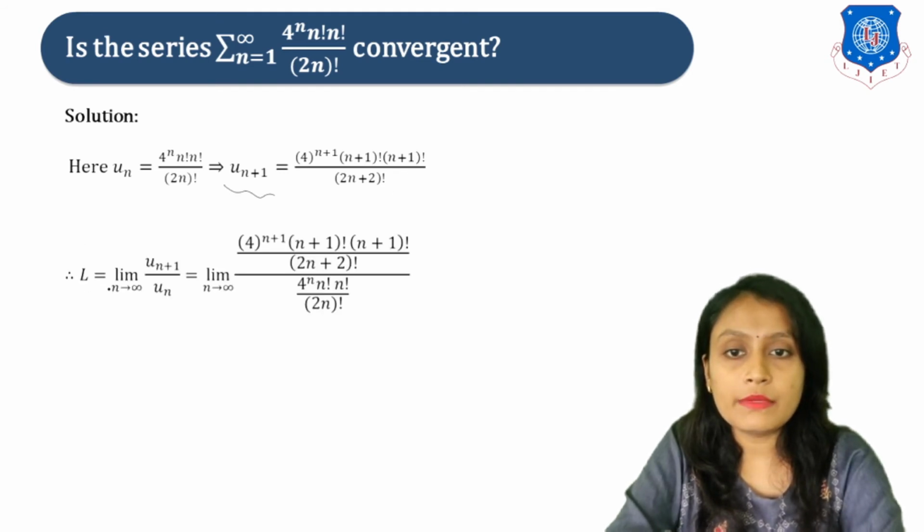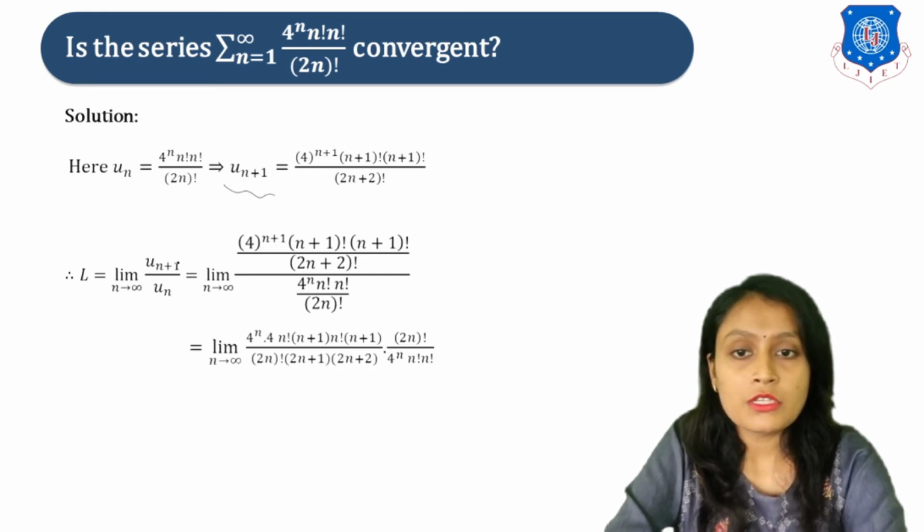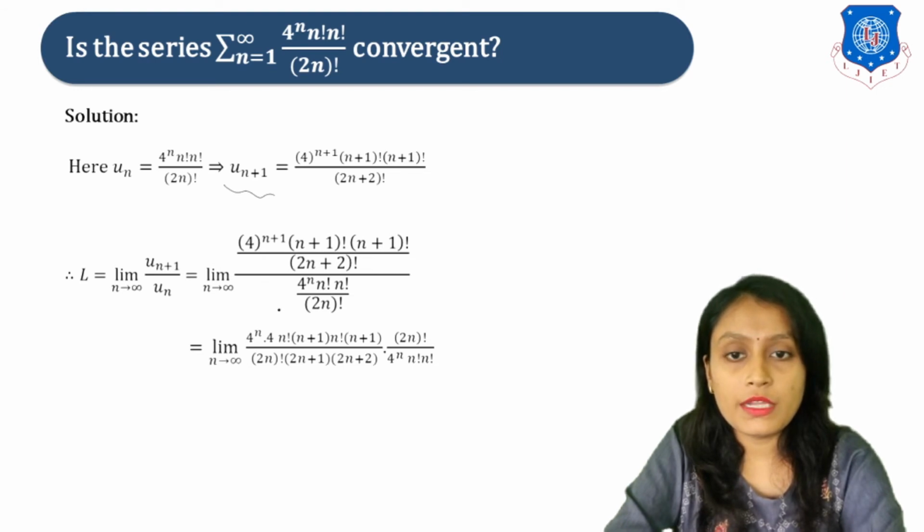Now we will find limit n tends to infinity un plus 1 upon un. Firstly, we will apply the ratio test. Okay, so if this ratio test fails, then only we will apply Raabe's test. Right? So firstly, we will solve for this. So write down this un plus 1 and un, and we will just simplify this.